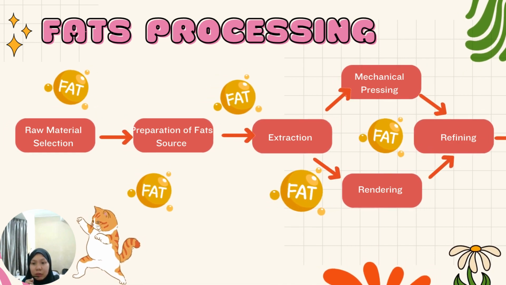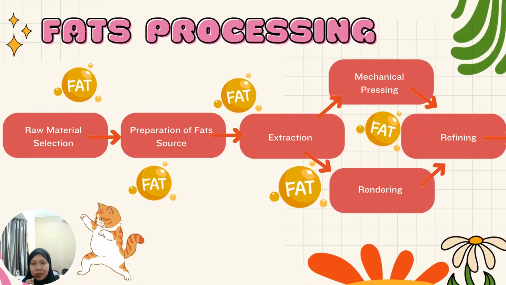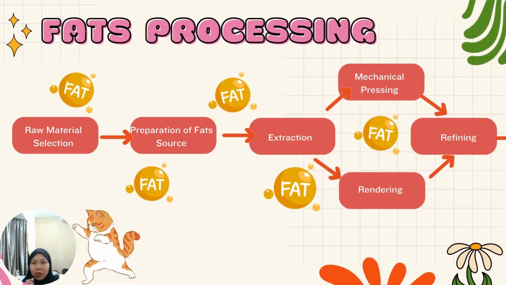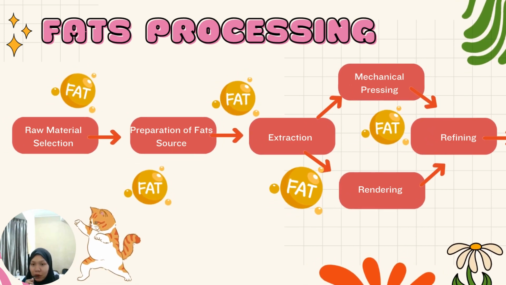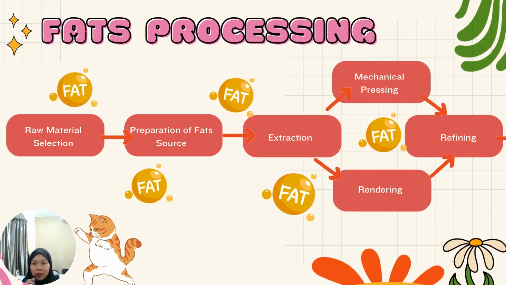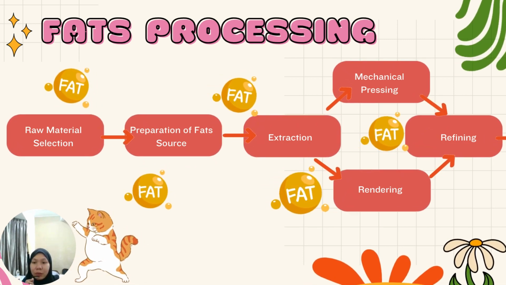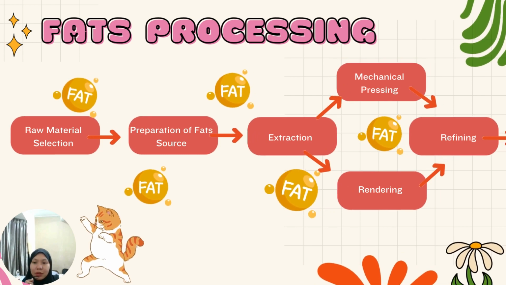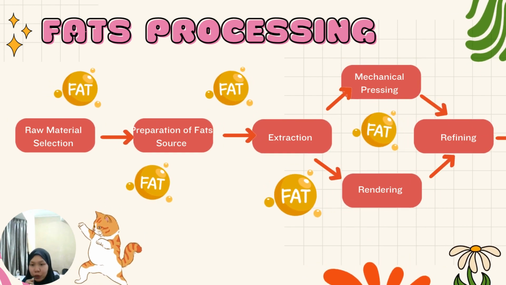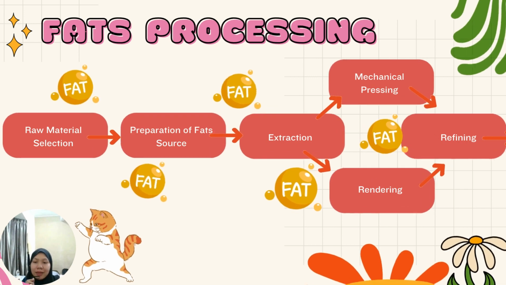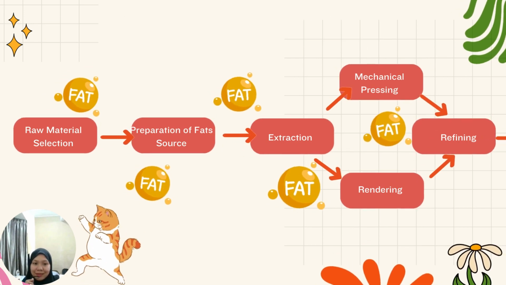Rendering involves heating the animal tissue to melt the fat, which is then separated from the solid protein and connective tissue. Mechanical processing or solvent extraction: similar to oil extraction, mechanical pressing or solvent extraction methods can be used for extracting fat from plant-based sources. Once extracted, the crude fat undergoes refining to remove impurities and improve its quality and stability. The refining process is next.